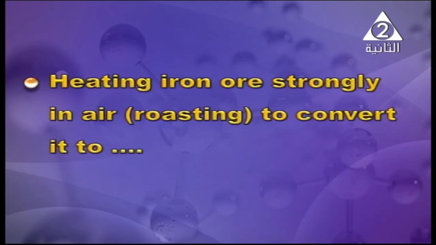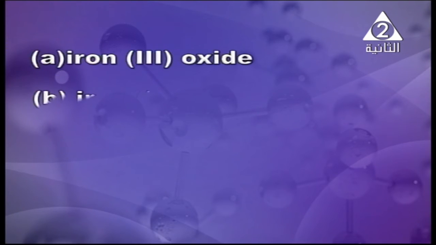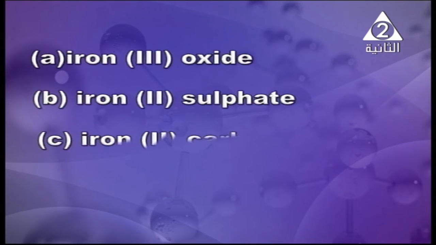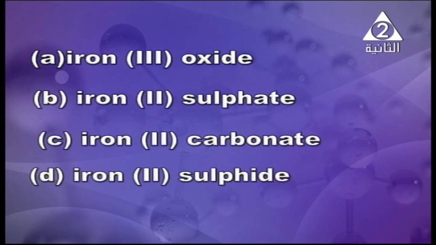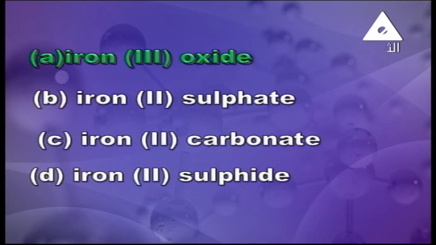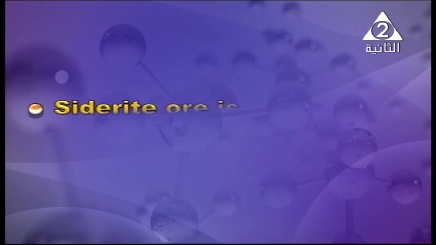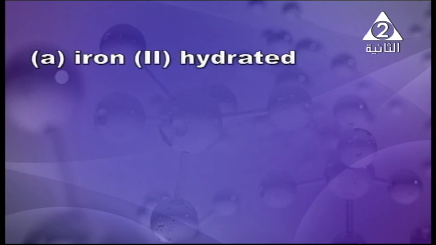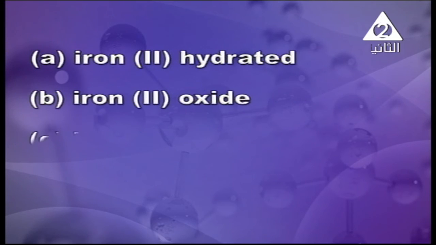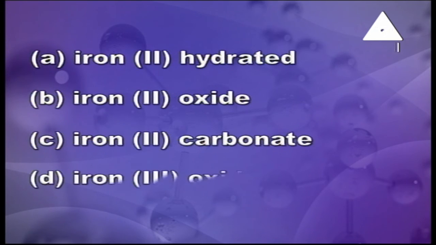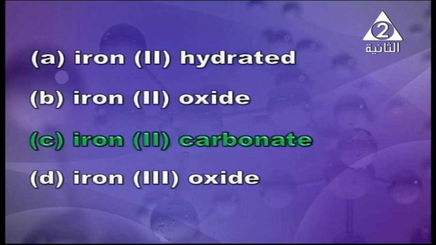Next point. Heating iron ore strongly in air, that's called roasting, to convert it to what? Iron 3 oxide, iron 2 sulfate, iron 2 carbonate, iron 2 sulfide. If you think about it, yes, it will be iron 3 oxide. Next point. Siderite ore is what? Is it iron 2 hydroxide? Is it iron 2 oxide? Is it iron 2 carbonate? Is it iron 3 oxide? If you think about it, yes, it will be iron 2 carbonate.